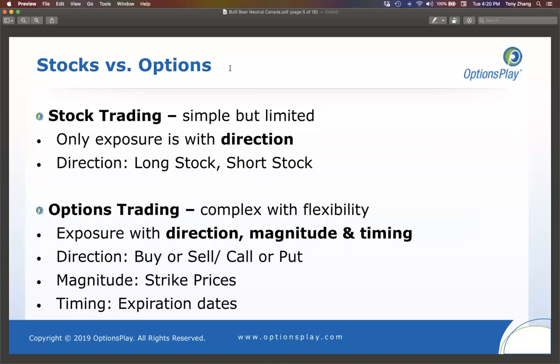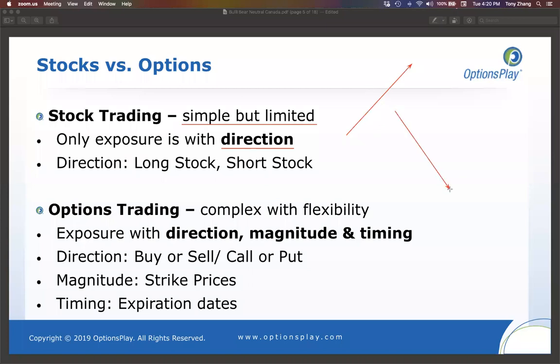So let's first discuss the difference between trading stocks or options. Whenever we're talking about trading stocks, this is really where I would consider the strategy pretty simple. But the problem with trading stocks is that it's fairly limited in nature in terms of what you can do, because you really only have one sense for exposure, which is direction. That means you can either believe that the stock is going to go higher, or you believe the stock is going to move lower. It's one of those two. You can either go long the stock because you think it's going to go higher, or you can go short the stock because you think the stock is going to move lower.